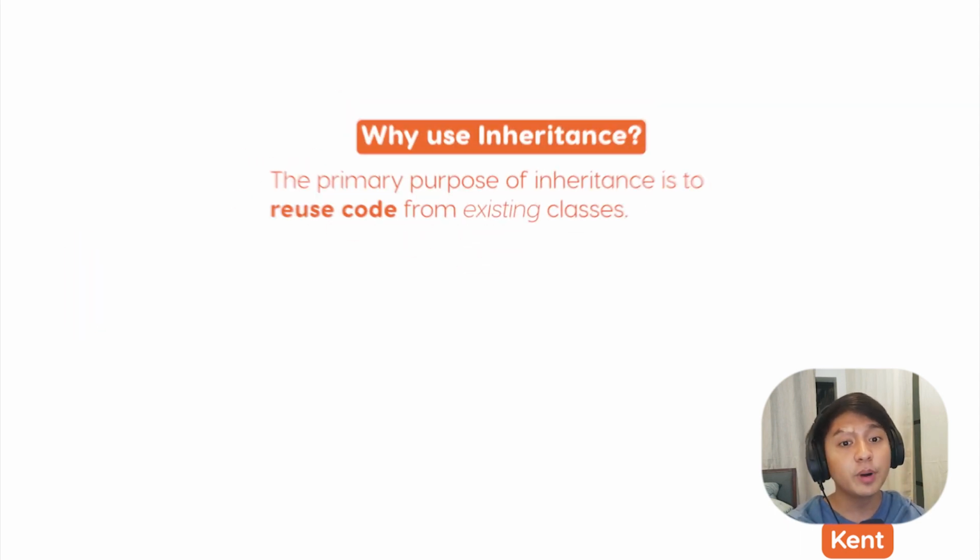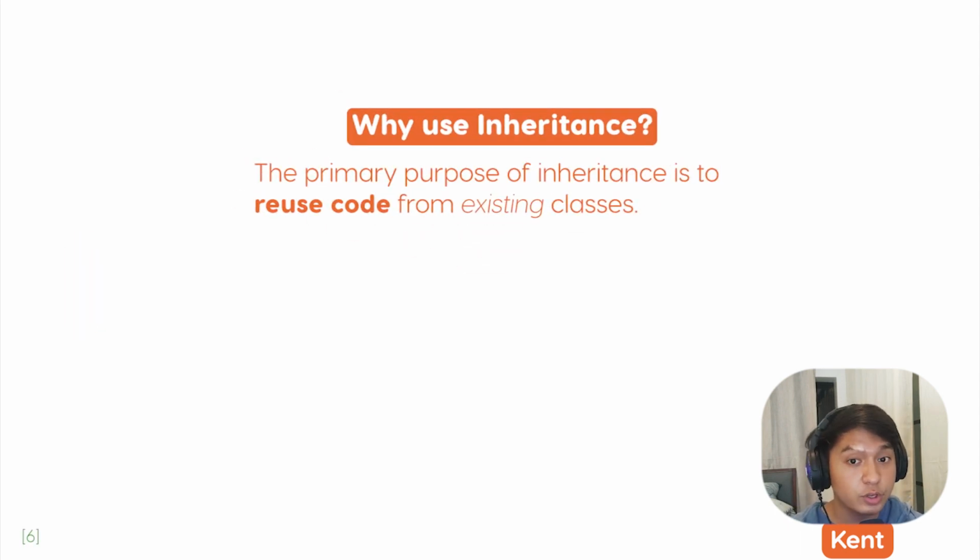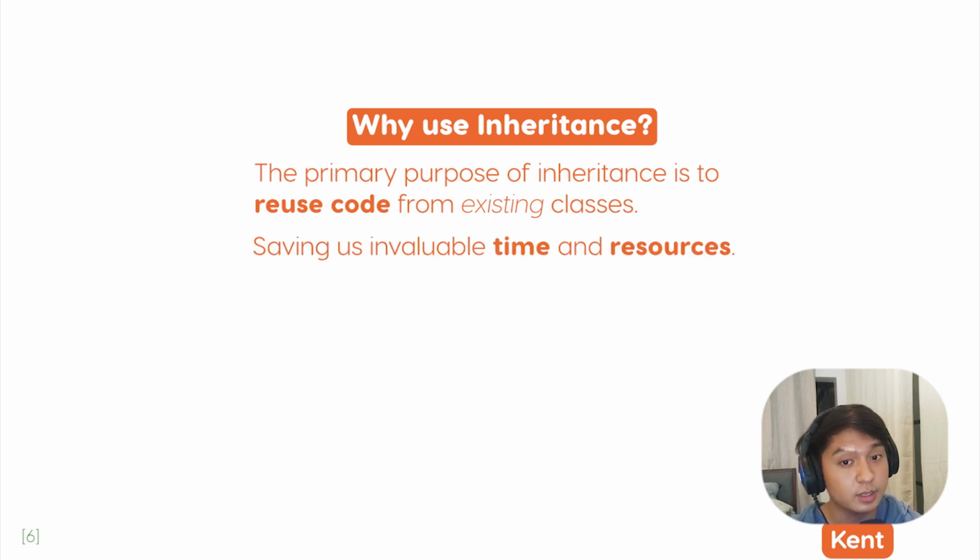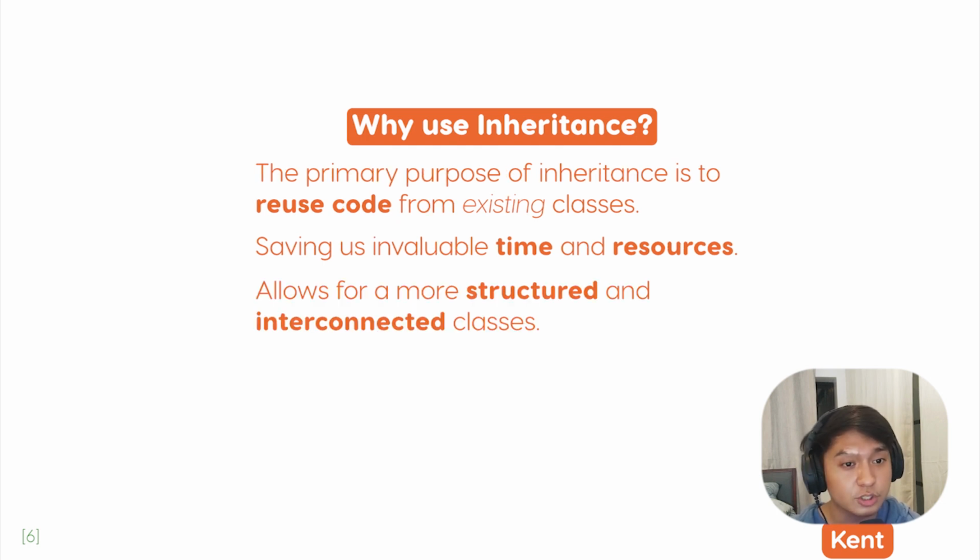Now that you know this, let's answer the question why? Why use inheritance? The primary purpose of inheritance is to reuse code from existing classes, saving us invaluable time and resources. You no longer need to define all the different attributes and methods all over again, except for initializing the inheritance. Moreover, this principle allows for more structured and interconnected classes.